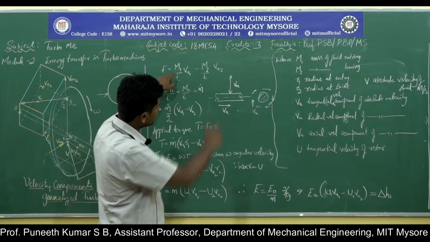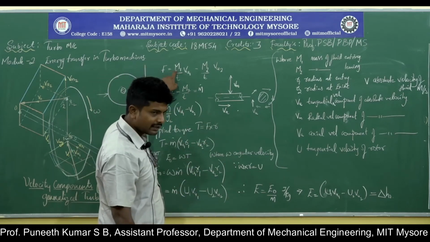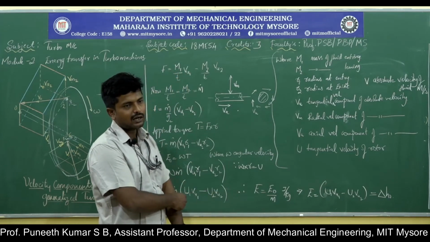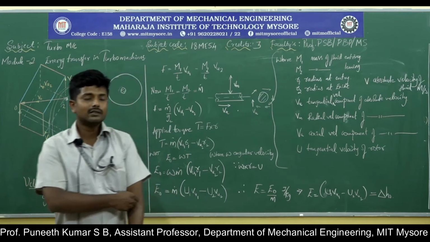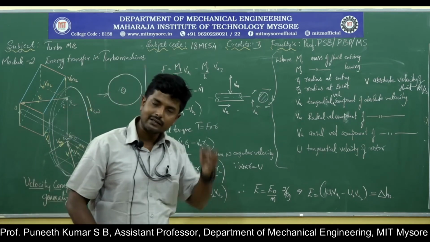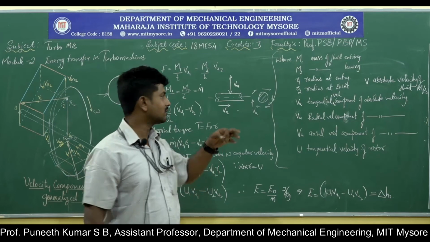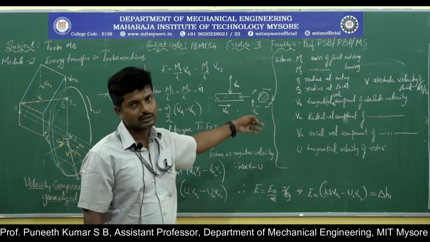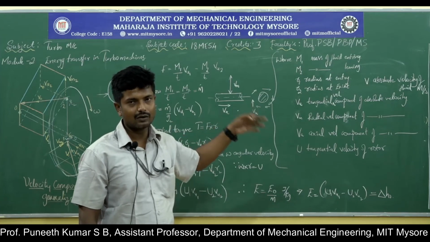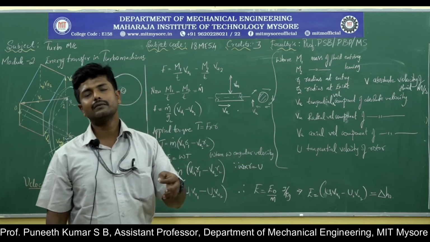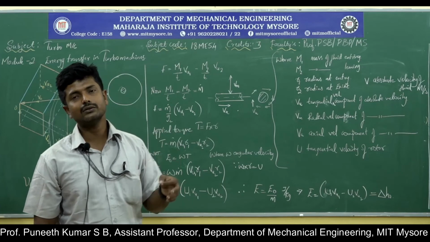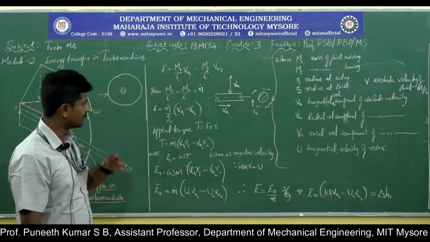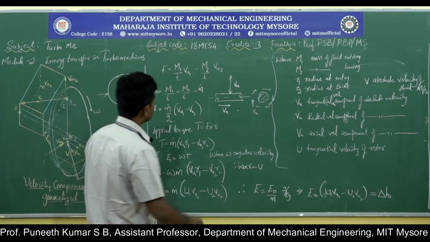So where m1 is the mass of the fluid entering, Vu1 is the tangential velocity component of the absolute velocity. We have already discussed why we are considering Vu1, not Va or Vm. The reason is that it is the only velocity component which is responsible for the turbine to run, or any turbo machine to run, not only turbine, any turbo machine.